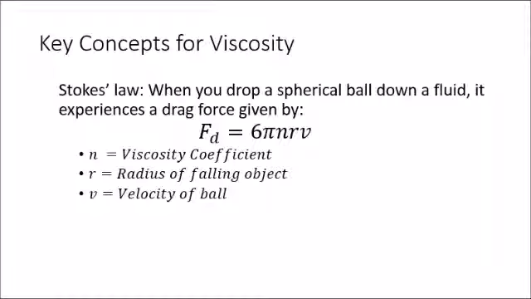N is the viscosity coefficient of the fluid. This is a constant value. Note that the textbook uses a different symbol to represent this variable. R is the radius of the falling object, the ball in this case, which is also a constant. V is the ball's velocity, which is the manipulated variable.